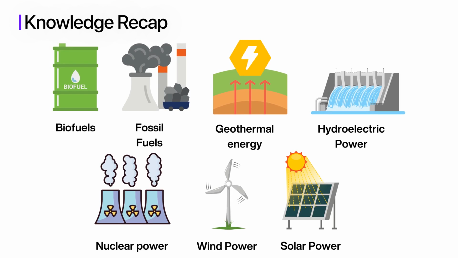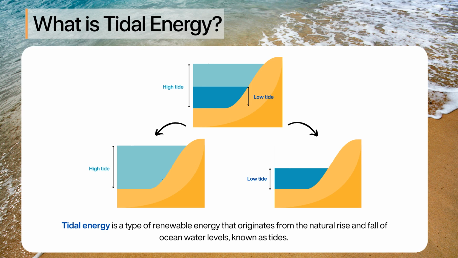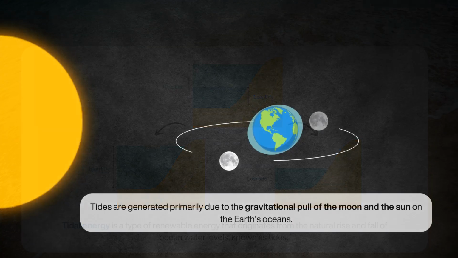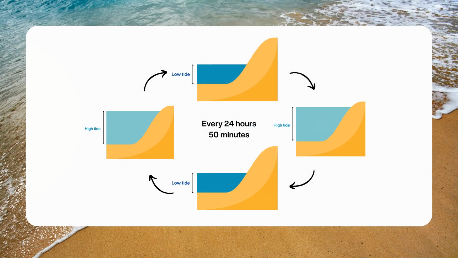So far, we have evaluated various renewable and non-renewable energy resources. Now moving on to tidal energy. Let's get started. Tidal energy is a type of renewable energy that originates from the natural rise and fall of ocean water levels, known as tides. Tides are generated primarily due to the gravitational pull of the moon and the sun on the Earth's oceans. This gravitational interaction causes water levels to rise and fall in a predictable, cyclical manner along coastlines around the world.